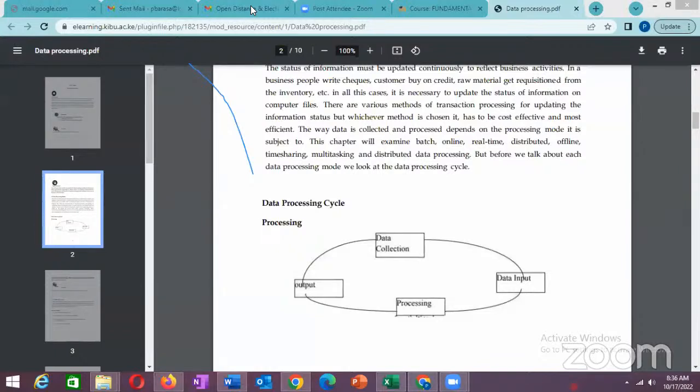Then we have Hamala, who has responded. We have Brian Chama, data input: this is the process when raw facts are being entered into the computer. That is good.